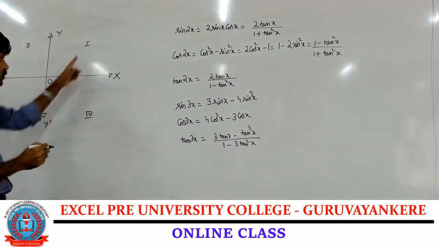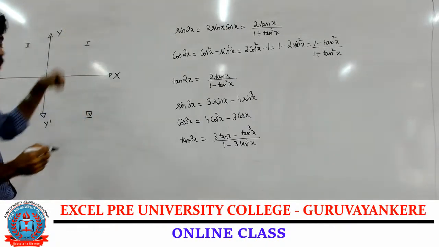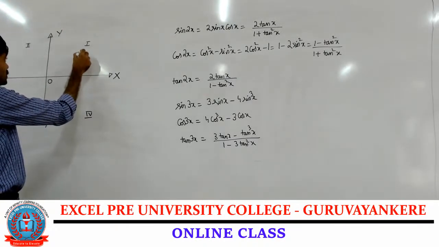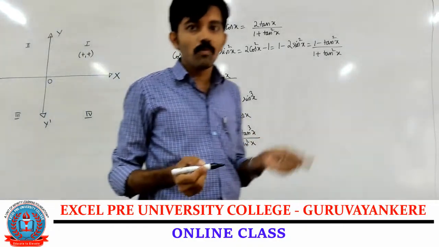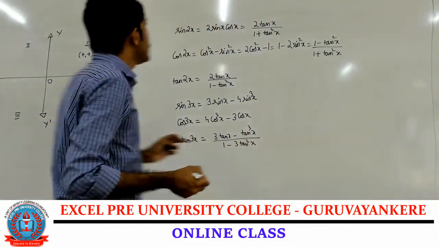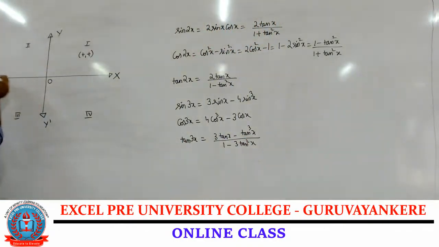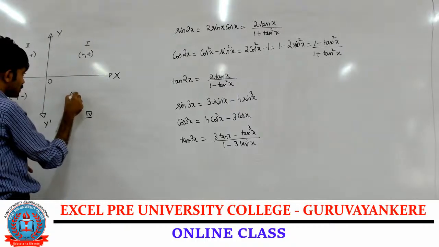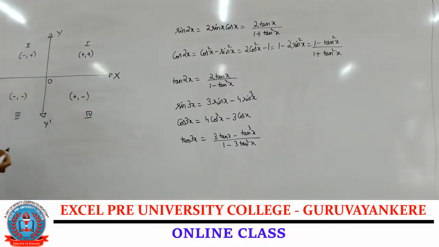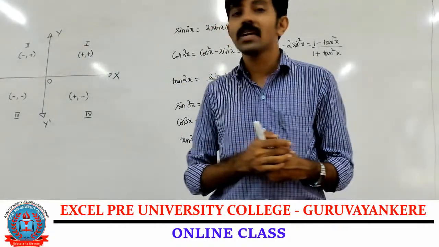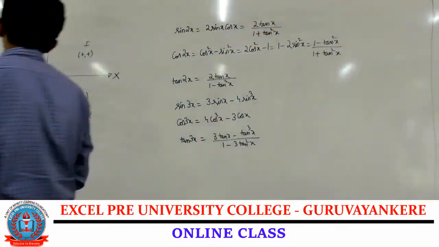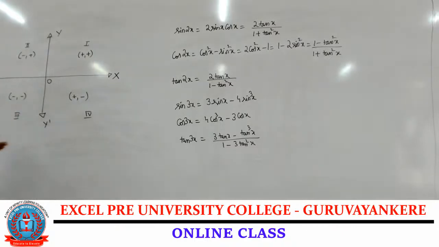fourth quadrant. First quadrant, both x and y are positive, correct? Second quadrant, x is negative, y is positive. Third quadrant, both x and y are negative. Fourth quadrant, x is positive, y is negative, correct? You must know this.